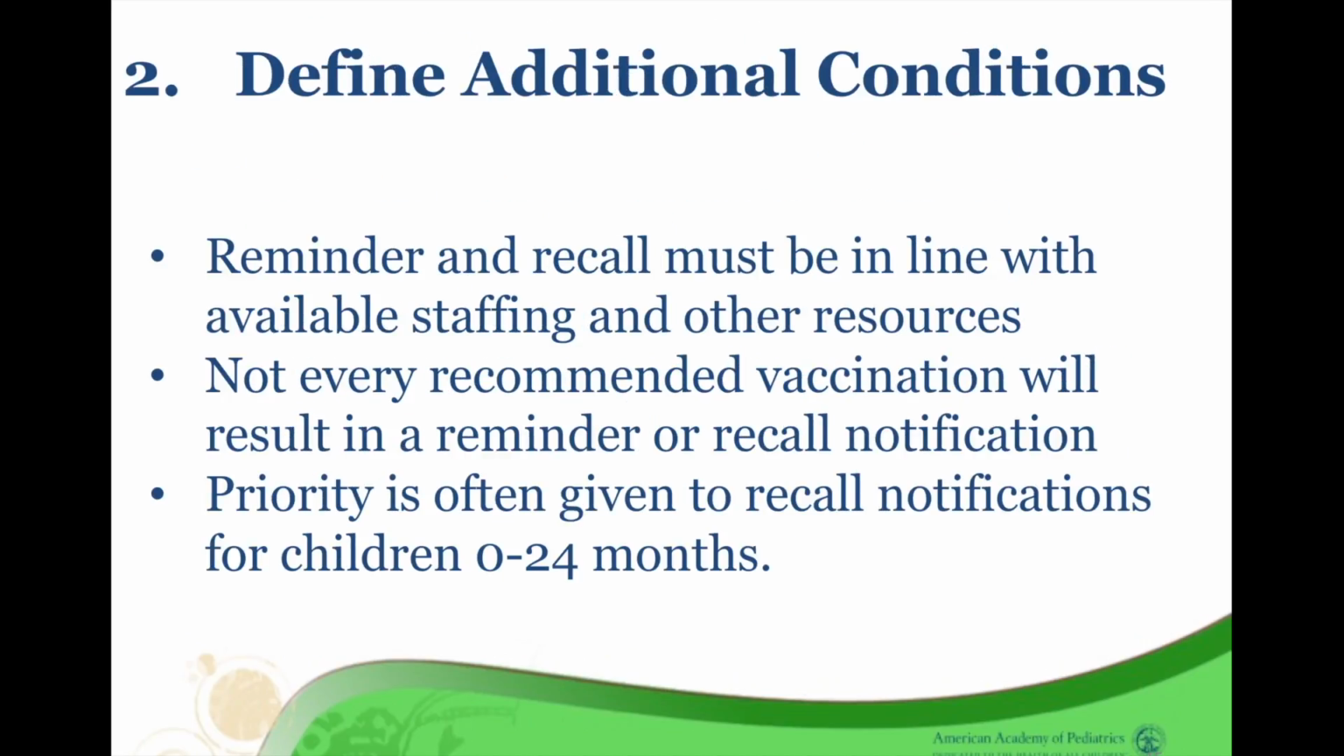The second step is sometimes defining additional conditions. So reminder and recall has to be done in line with available staffing and other resources. Not every recommended vaccination will result in a reminder or recall notification, and priority is often given to recall notifications for children between birth and 24 months of age.